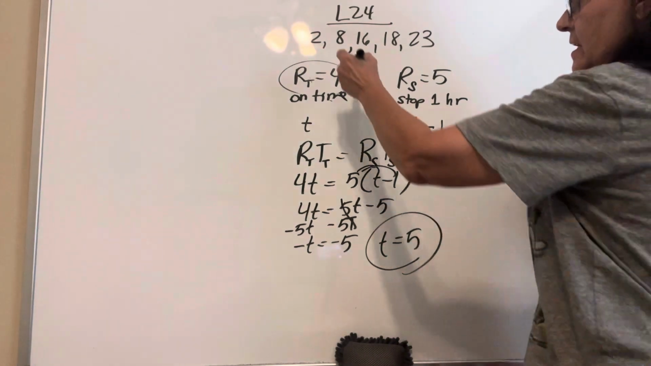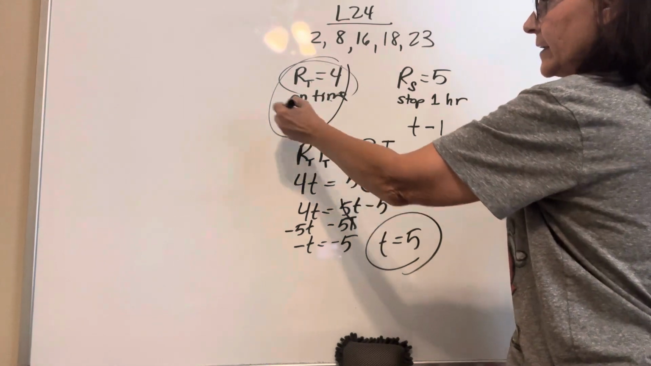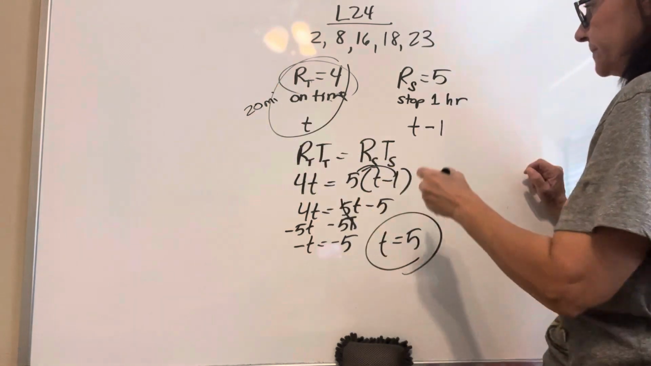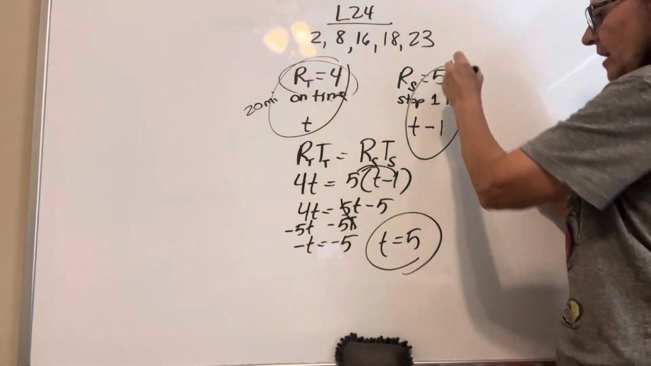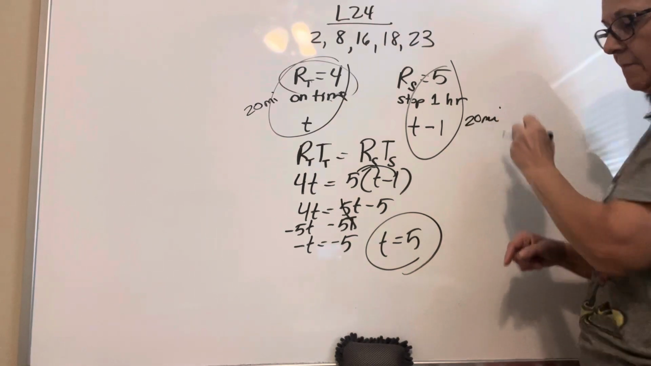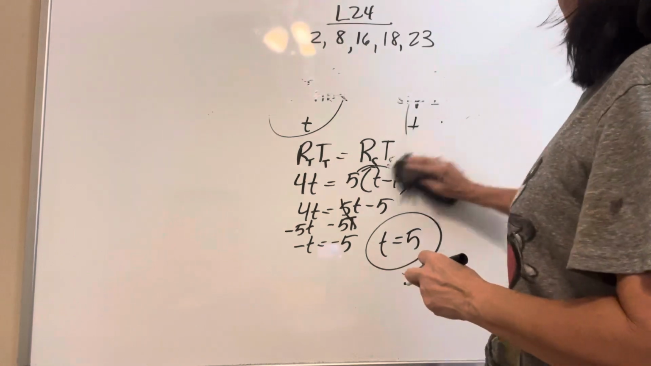All right, so does that make sense? Yes, it does. 4 times 5 is 20 miles. That's the distance. 5 times 5 minus 1, which is 4, that's 20 miles. All right, that's number 2. That was kind of hard.